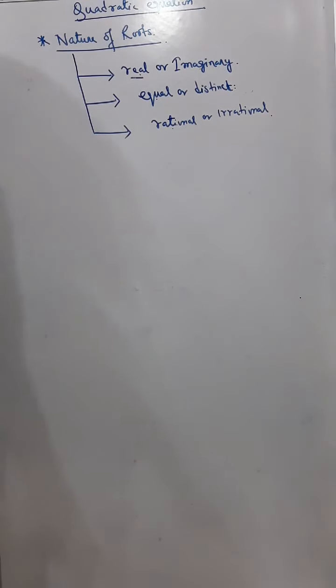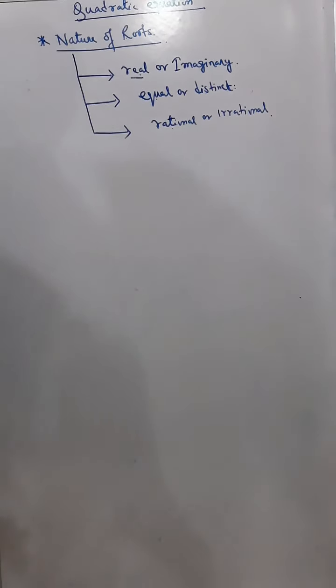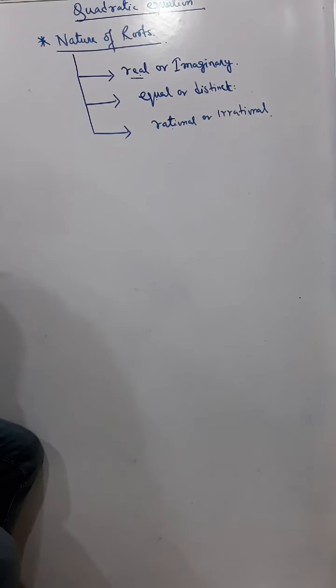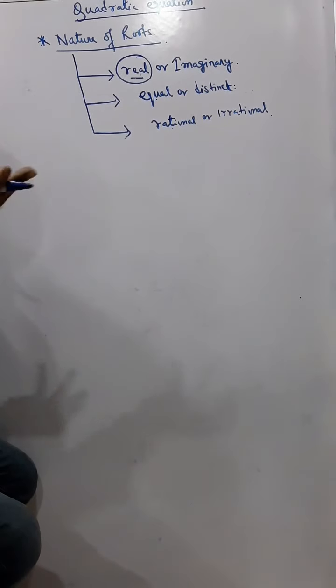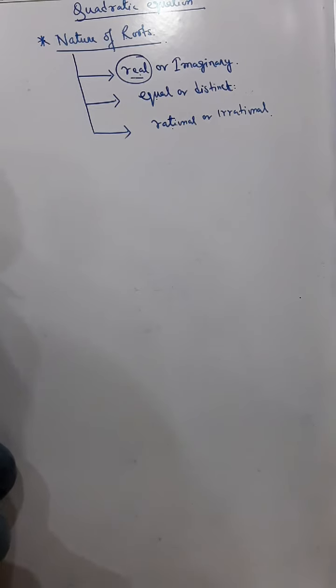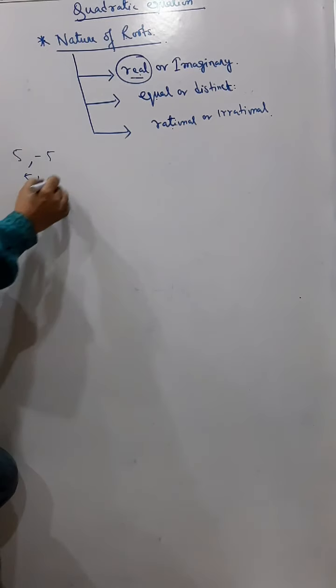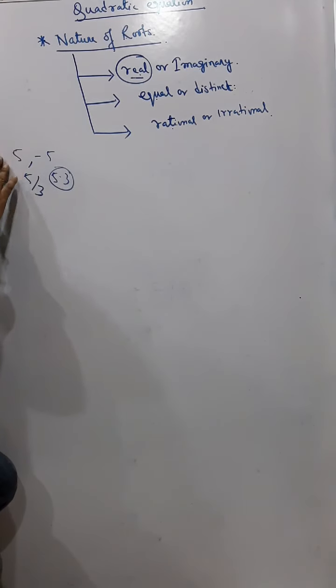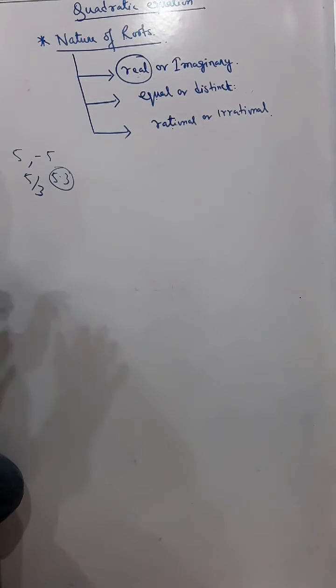Before going to how to find the nature of roots, let us first understand what we mean by these types of numbers: real, imaginary, equal, distinct, rational, irrational. First of all, the real number. A real number means any number that we generally know, whether it's a normal number like 5, minus 5, a fraction like minus 5 by 3, or a decimal number. Fractions, integers, natural numbers, whole numbers, all decimal numbers are called real numbers. The numbers which exist, which we generally know so far.